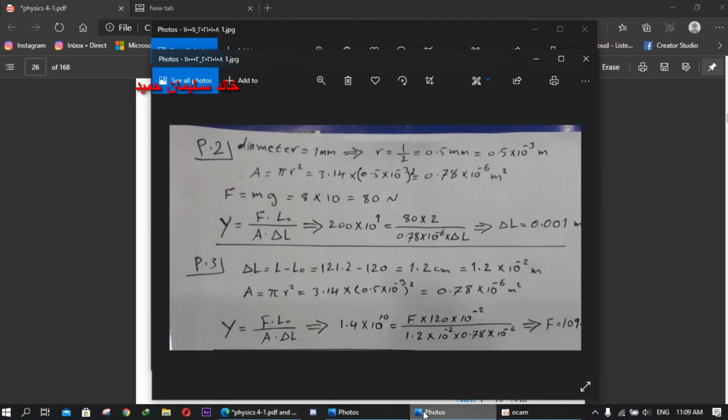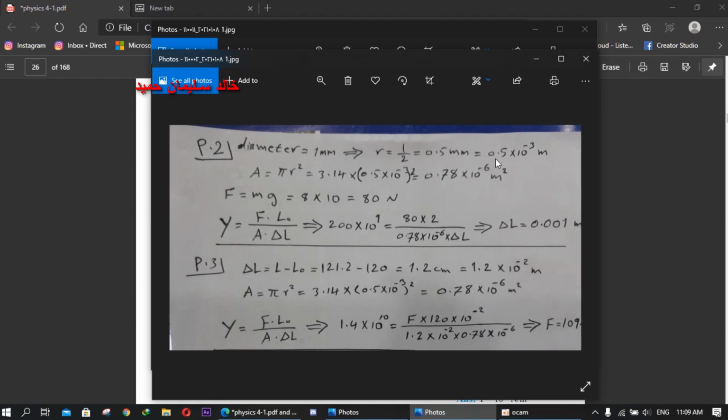The solution starts with finding the radius. We don't need the diameter. The diameter is 1 millimeter. We need the radius. So if the diameter is 1 millimeter, the radius is 1/2 or 0.5 millimeter, which is equal to 0.5 times 10 to the minus 3 meter. We have to change it from millimeter to meter.